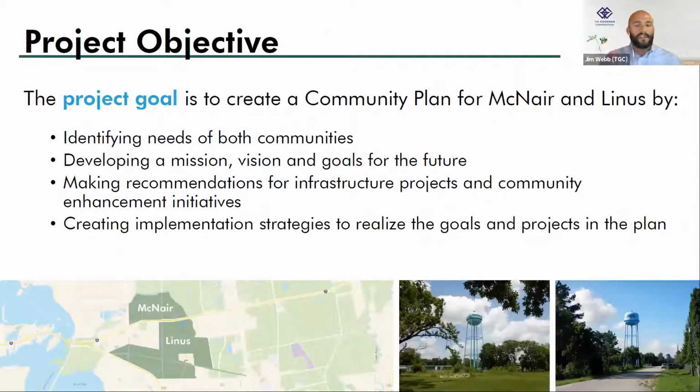So the goal of the project is to create a community plan for both the communities of McNair and Linus. To get there, we're going to identify the needs, develop a vision and goals for the future, and then make recommendations regarding infrastructure projects and community initiatives. From there, we'll create an implementation strategy to help realize these recommendations and how they can actually be built or otherwise put into place. The final plan will be published with maps, visuals, and infographics to convey information. It'll be posted online in an easy-to-view format.